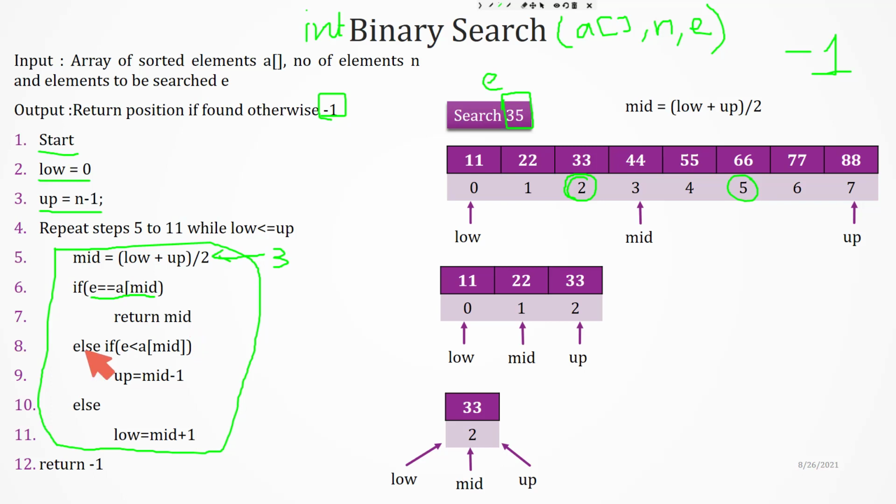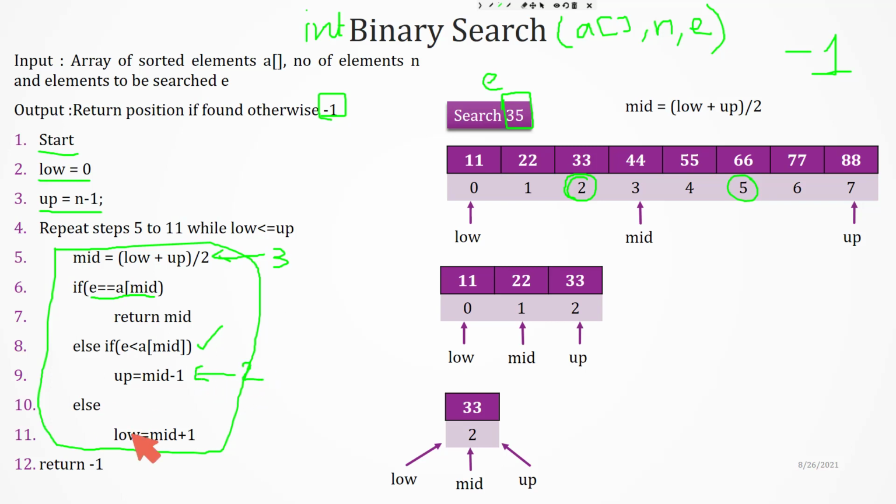Next step. Is this condition true? False. Why is it false? What is E? E is 35. What is mid? Mid is 3. What is A of 3? A of 3 is 44. So E less than A of mid is true. So up equal to mid minus 1. Mid is 3, so up becomes 2.